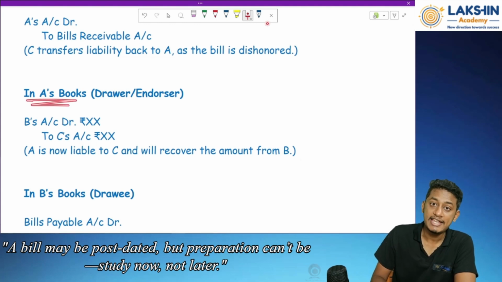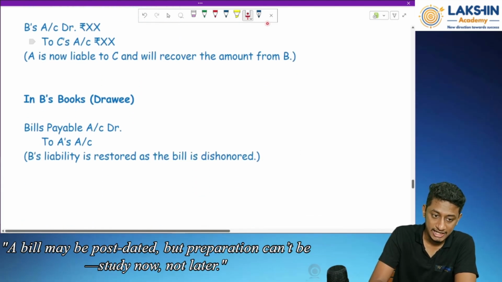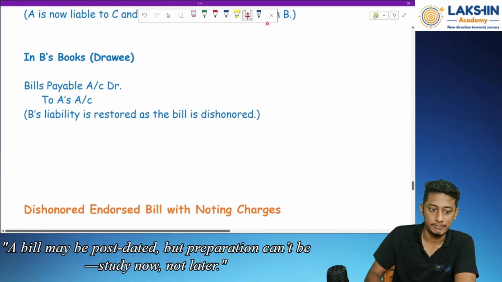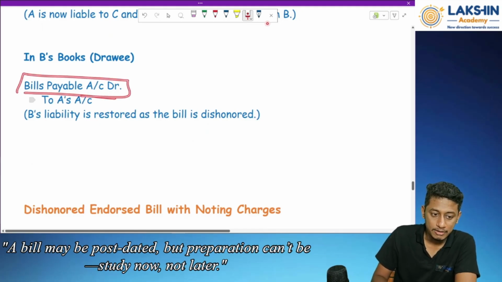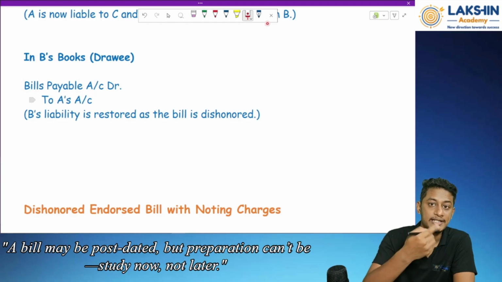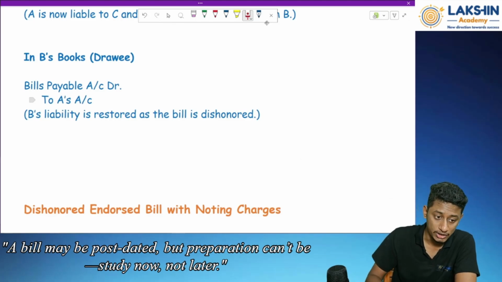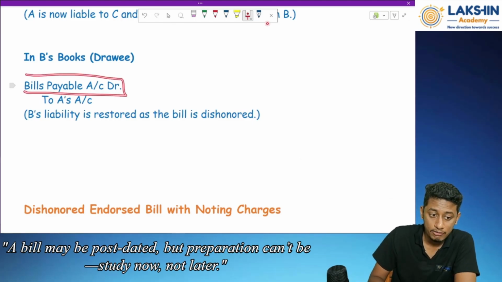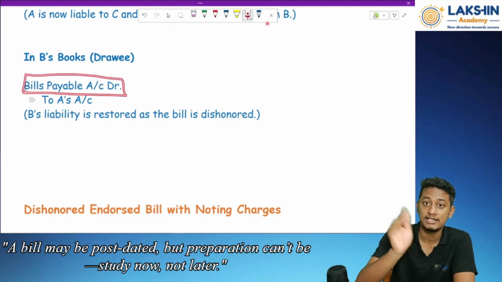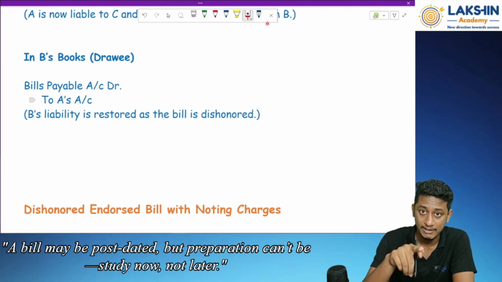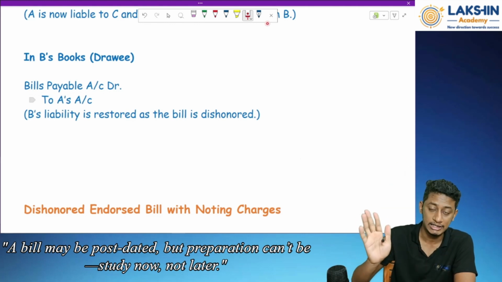Then in A's book, what happens? Okay, before going to A's book, let's look at Mr. B's book. Whatever bills payable was there is being cancelled now, just like the dishonor entry we had discussed before. Remember, in case of dishonor, we reverse the creation entry. So here again, I have debited bills payable account to cancel the bills payable account, which was a liability. By debiting it, I am clearing it off.